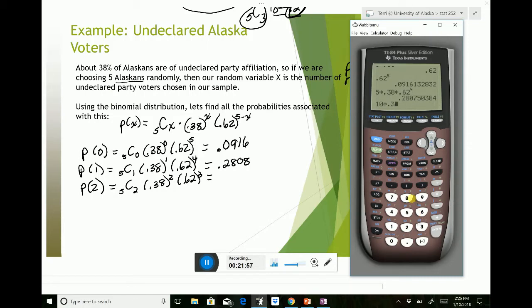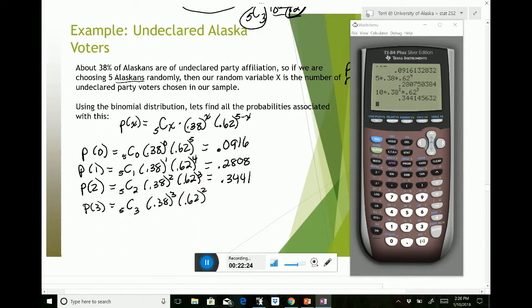10 times 0.38 squared times 0.62 cubed. Another way to get cubed is you can also go math 3, which also puts a cube on there. 0.3441. Probability that it's 3: 0.38 cubed, 0.62 squared. So 5 choose 3 is also 10 times 0.38 cubed times 0.64 squared.